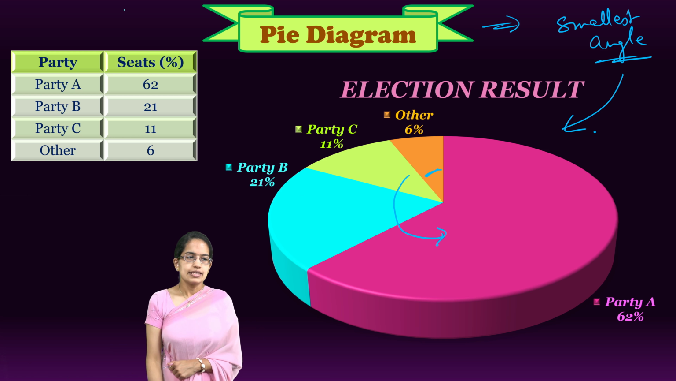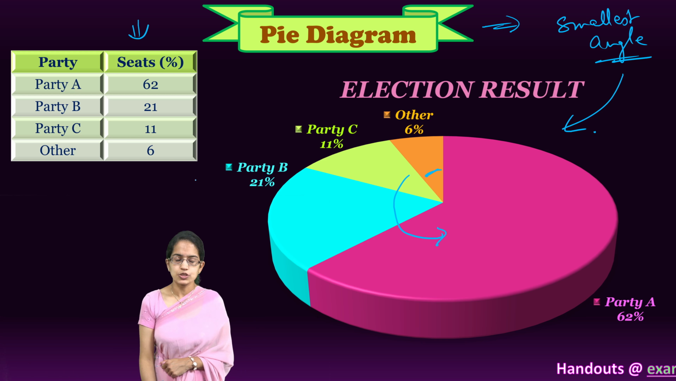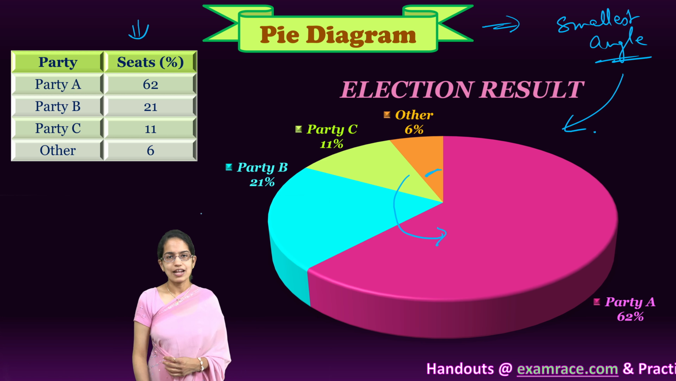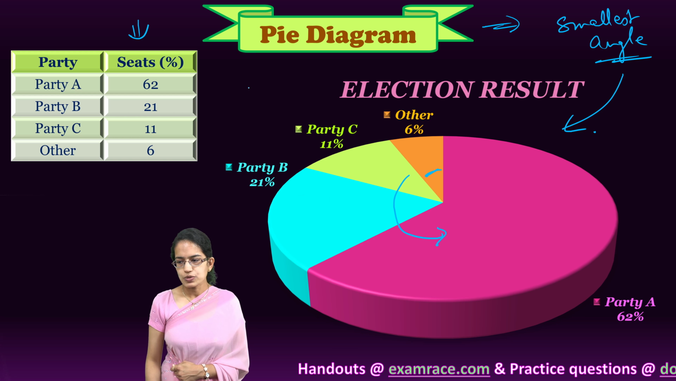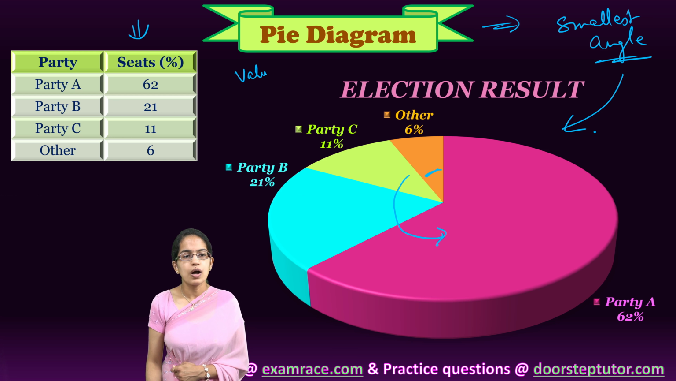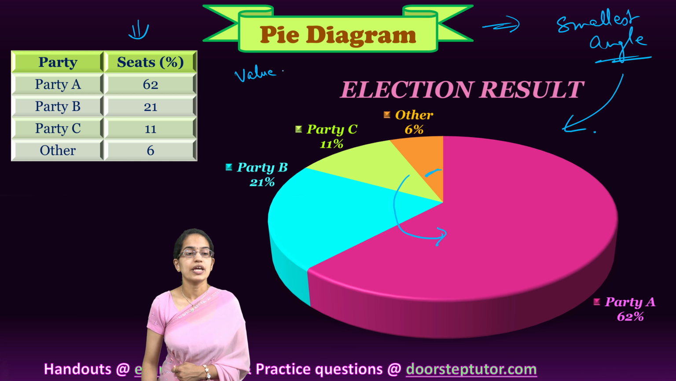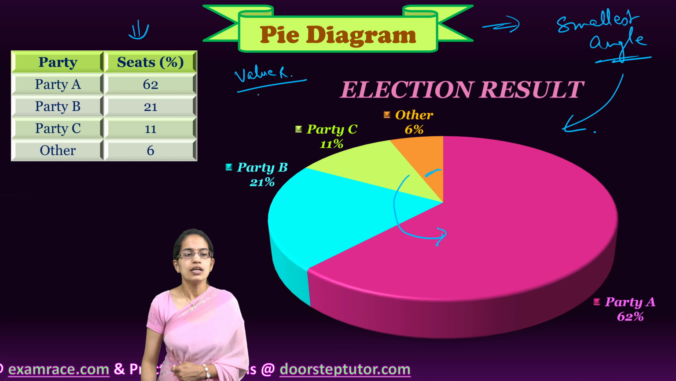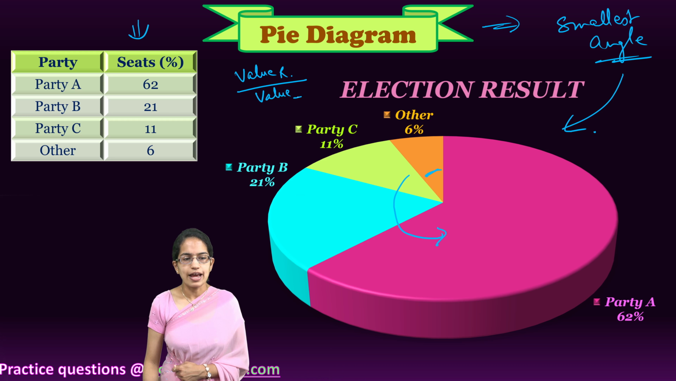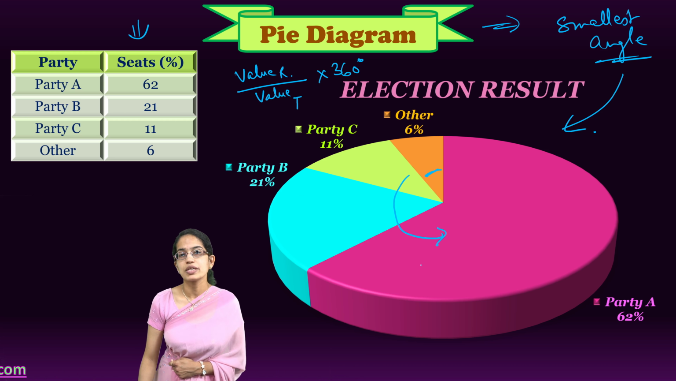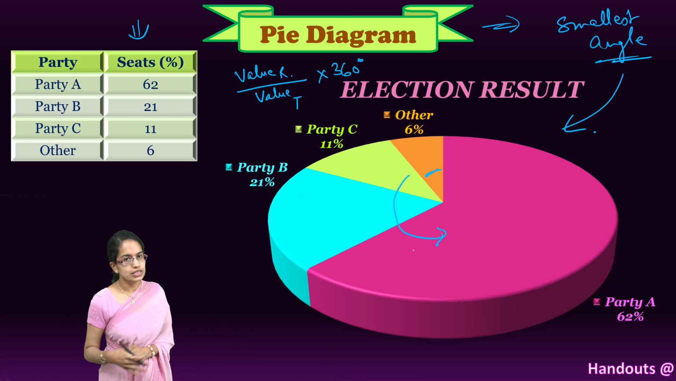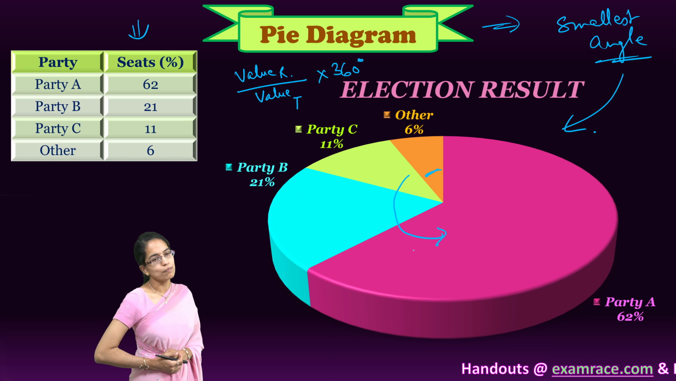Now again, this was a case where percentage was given. There could be a case where values are given. If a value is given, I find out the value of the region divided by the total value, multiplied by 360 degrees, and that gives me the value for each of the sections to be represented on a pie diagram.